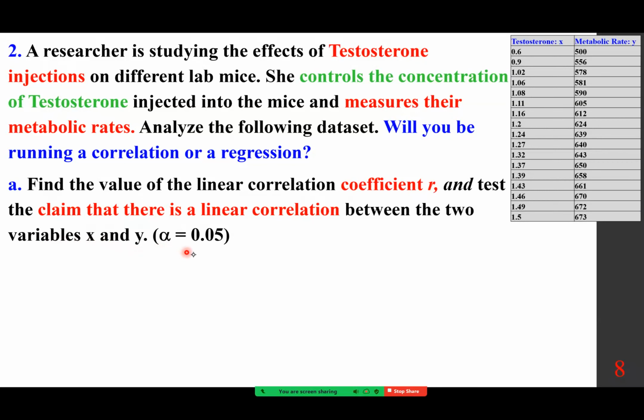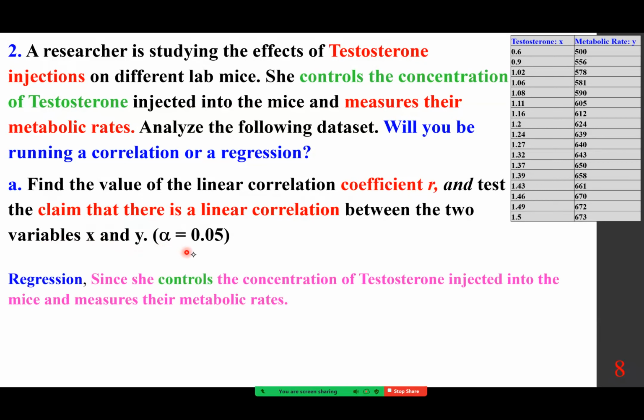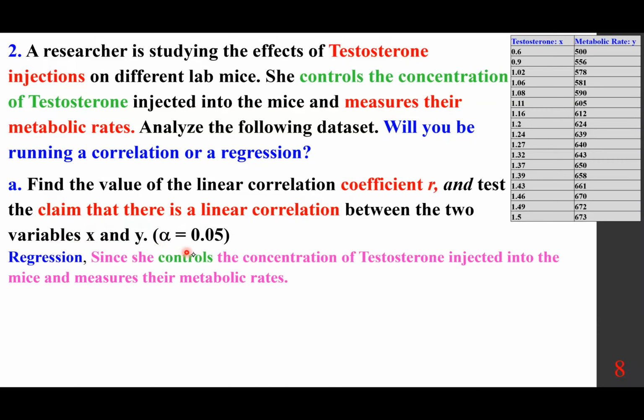So we are going to run regression. Why? Since she controls, and that's really the key, the concentration of testosterone injected into the mice and measures their metabolic rates. Because of the controlling, it is a regression. Because remember, correlation doesn't mean causation, causality. But this one is regression. Now, the process is similar.